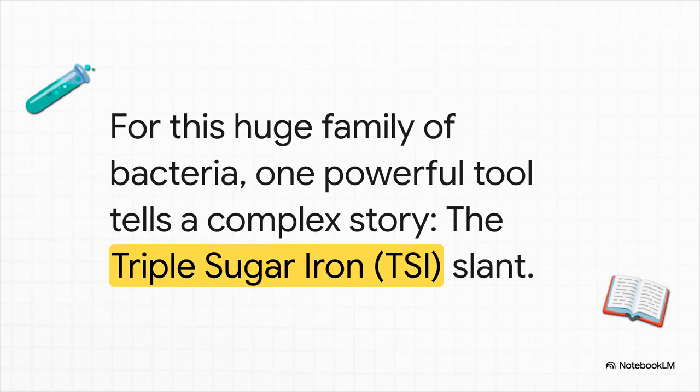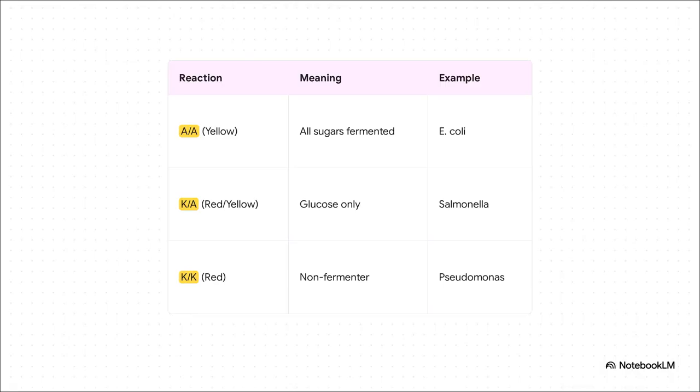But what if our pink suspect is a rod? I mean, this is a huge, super common family of bacteria. Luckily, there's this one incredible powerhouse of a tool that gives us a ton of information all at once, the triple sugar iron slant, or TSI for short. This one little tube of agar tells a whole story.